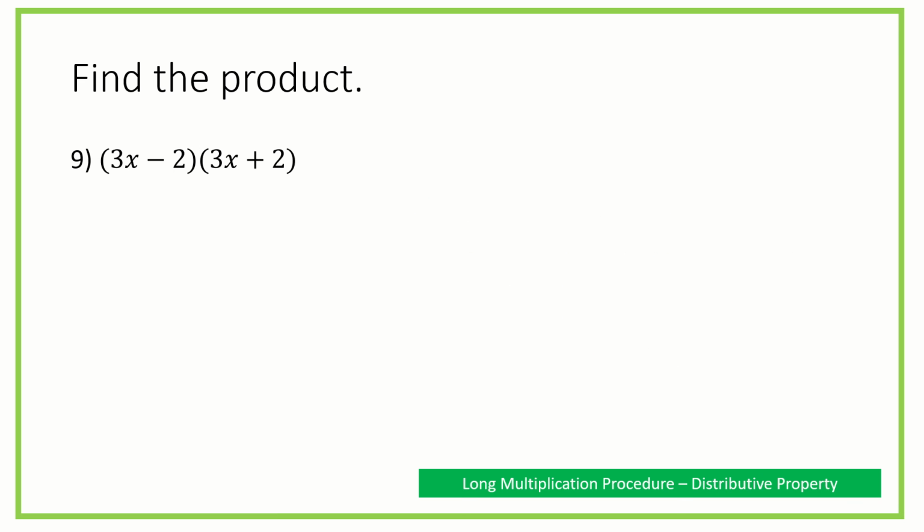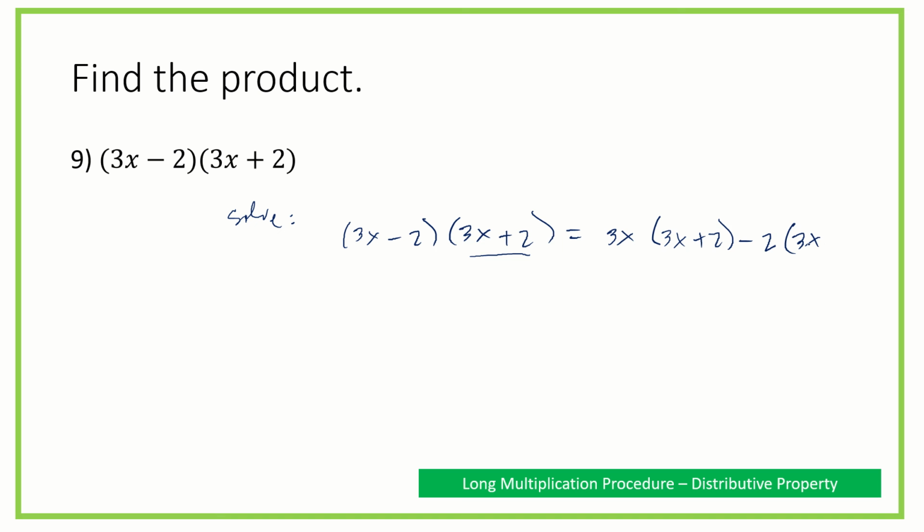Let's have our ninth example. So we are asked to multiply the binomials 3x minus 2 and 3x plus 2. So we follow the same process when we solve it. Our first term in our first binomial is 3x, and then we multiply it to our second binomial, 3x minus 2. Sorry, this is plus. So this is plus. And then our second term in our first binomial is a negative 2, and we multiply it to our second binomial, 3x plus 2.